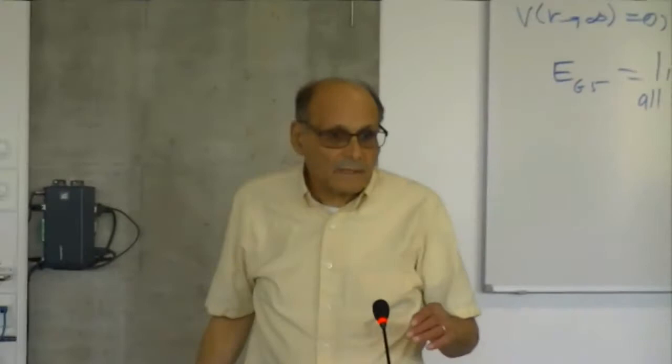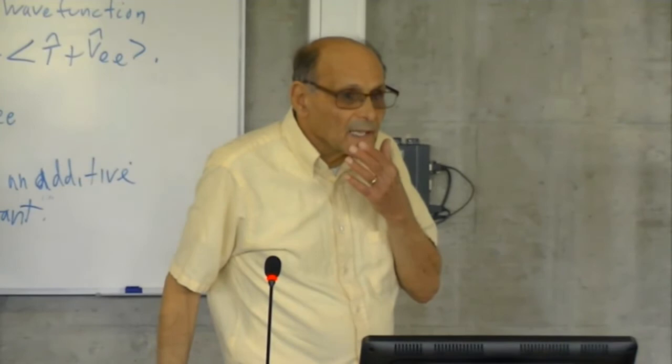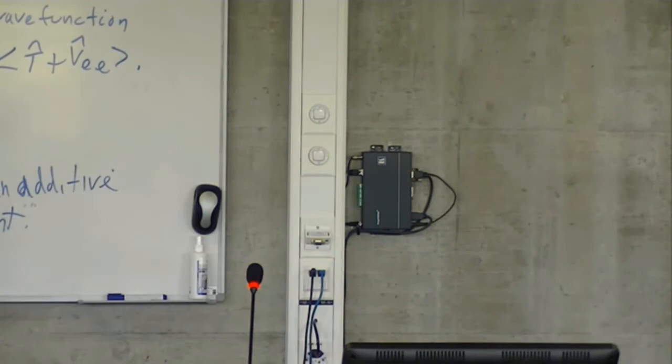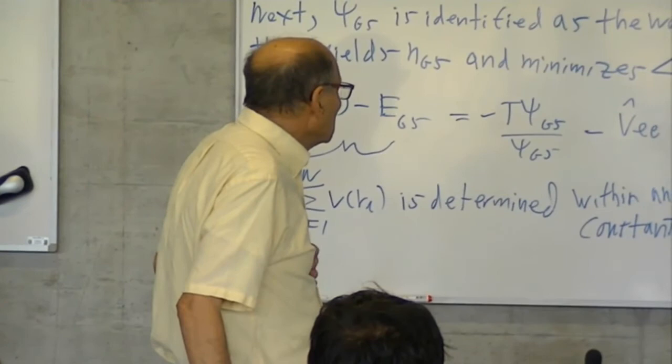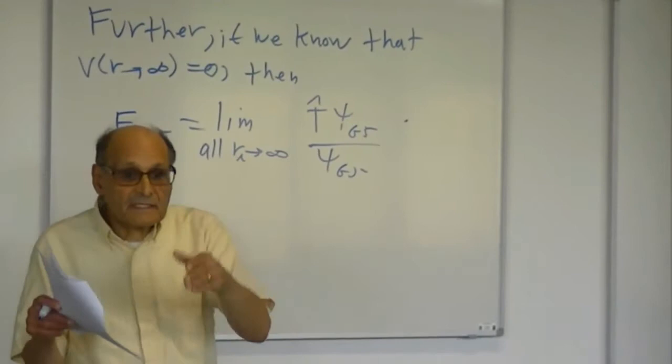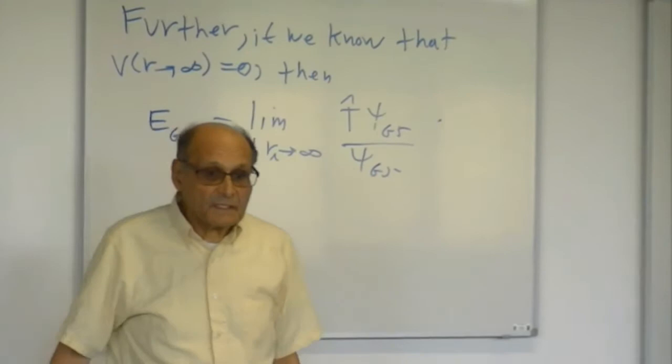Sorry, is it possible that there are two or more psi Gs that give you the same N ground state? Yes. In the T psi G over psi G case, you get two different values for the two different psi Gs. Yes. You can get two different psi's given the same N ground state, but the value is going to be the same if it's a degeneracy. That can happen, yes. Okay.